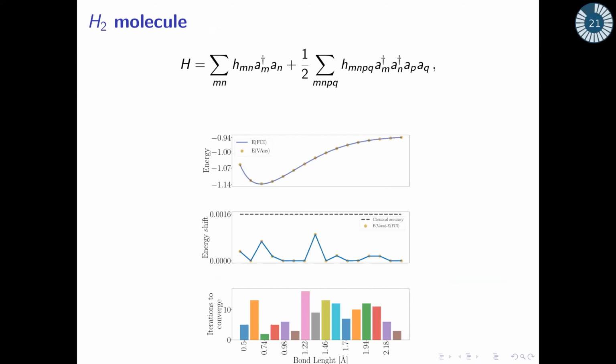Next, we have considered the hydrogen molecule as it has been considered in the previous talk, and in general, this chemical Hamiltonian can be written in the second quantization as the sum of terms where these h are the 1 and 2 electron overlap integrals that can be computed using quantum chemistry methods.